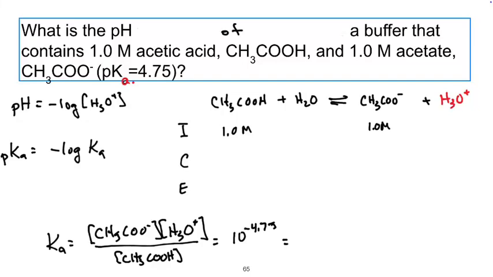So we've got a lot of stuff up on the screen already. Okay, if you're going through the slides, it is slide 65, but we are modifying the slide a little bit. So it is, what is the pH of a buffer that contains 1 molar acetic acid and 1 molar acetate ion? We're given a pKa of 4.75.